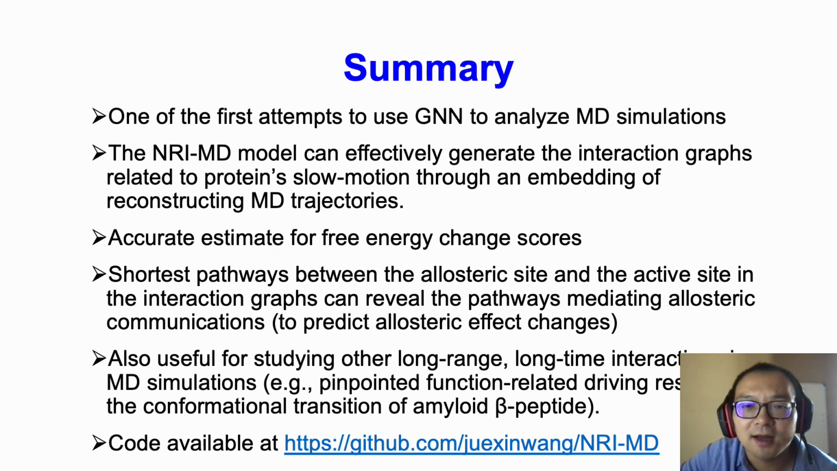In summary, the NRI-MD model is one of the first attempts to use graph neural networks to analyze molecular dynamics simulations. It can effectively generate interaction graphs related to the protein's slow motion through an embedding of reconstructed molecular dynamics trajectories. It accurately estimates free energy changes. It can reveal the pathways mediating allosteric communications.